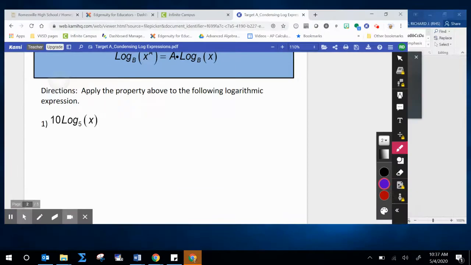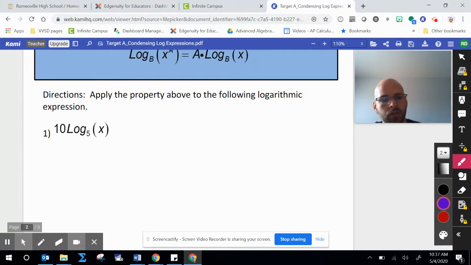So if I do this, that coefficient of 10 can be written not as a coefficient, but as an exponent on x. So it would be log base 5 of x to the 10th, okay? And that would be my final answer. That would be the property that I would have to use for this particular question.